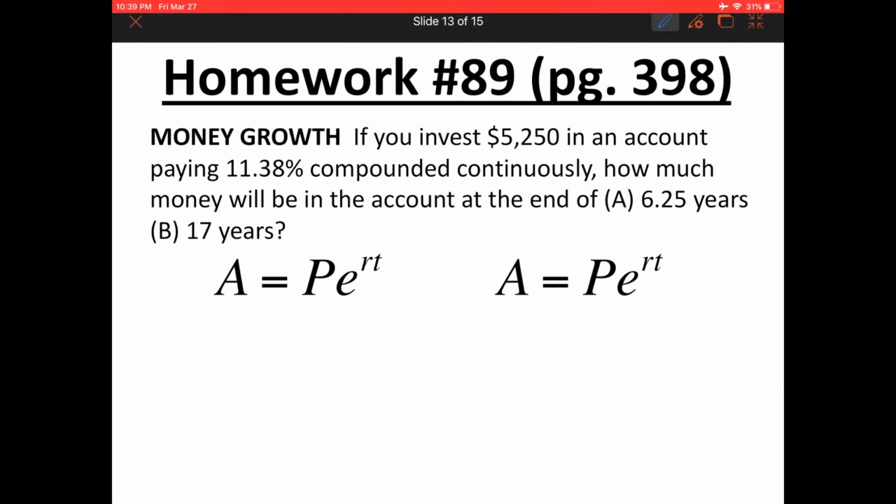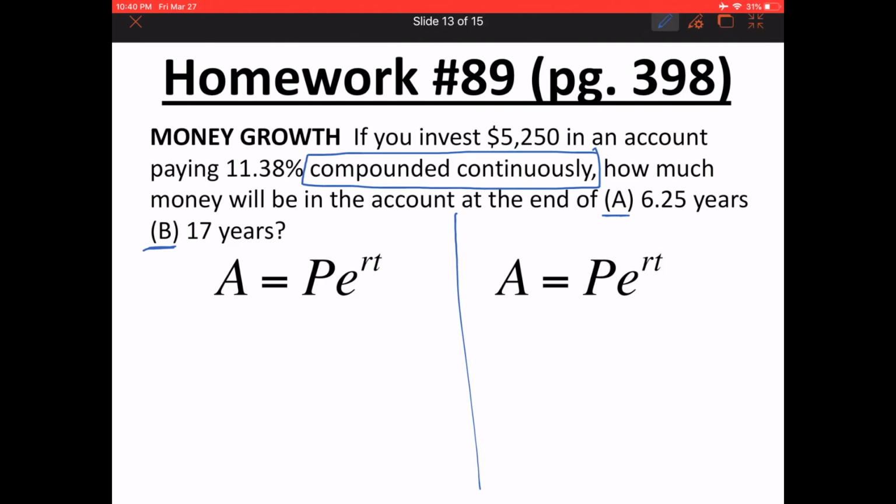We are looking at money growth here in number 89. If you invest $5,250 in an account paying 11.3% compounded continuously, there's our magic phrase that tells us to use this equation. How much money will be in the account at the end of A, 6.25 years, and B, 17 years? So again, notice I'm going to split my screen. I have the equation written twice so that we can go through it.